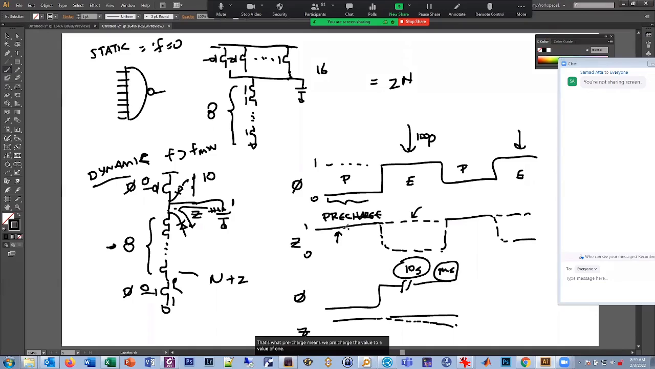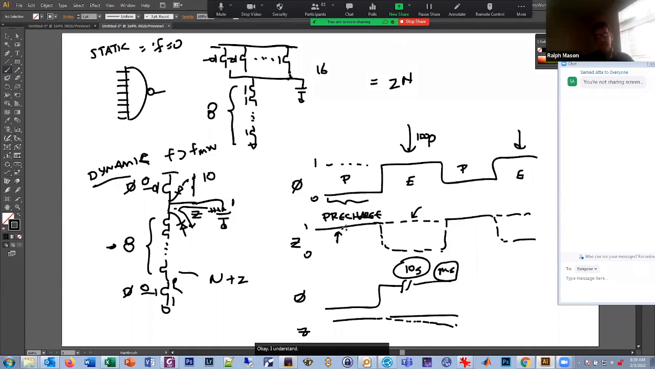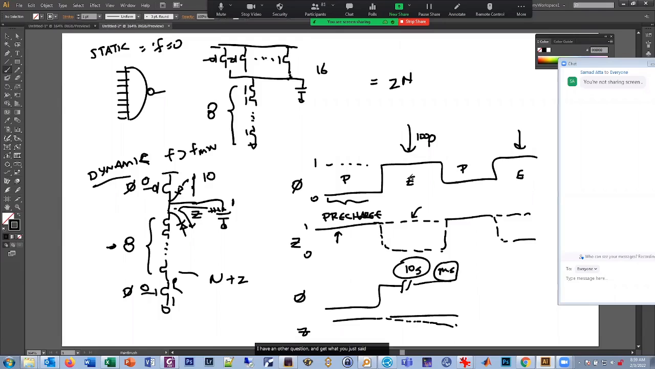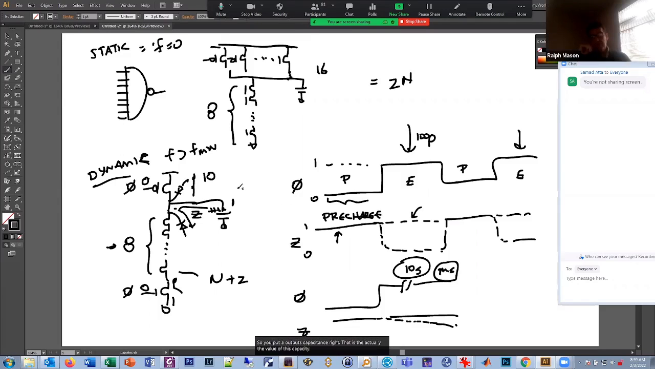Oh, okay. I understand. I have another question. Sure. What you just said is, you put an output capacitance. By the way, I don't really physically put a capacitance there. That's just whatever it's driving. Say it's driving an inverter. That inverter has a parasitic capacitance. We always have capacitances on the nodes.